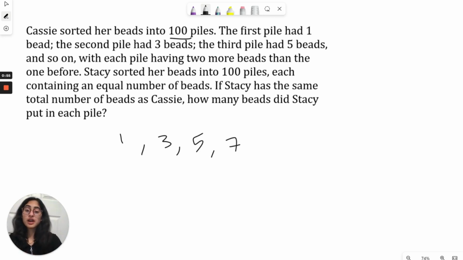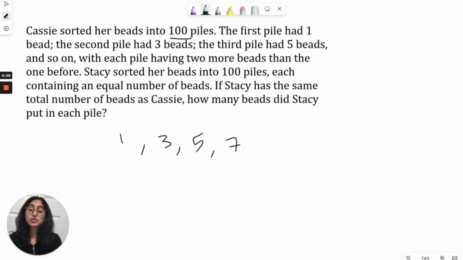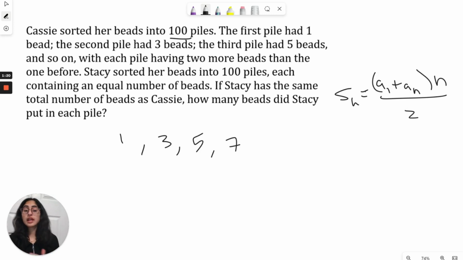So if we want to find the sum of the first 100 piles, we can just use the formula for the sum of an arithmetic sequence. The sum of any arithmetic sequence for n terms is going to be the first term, so I'm just going to call that a of 1, plus the last term, a of n, times the number of terms over 2. And in a previous video, I explained why this is the formula, and I know it can look a little bit intimidating, but it's really not bad at all.